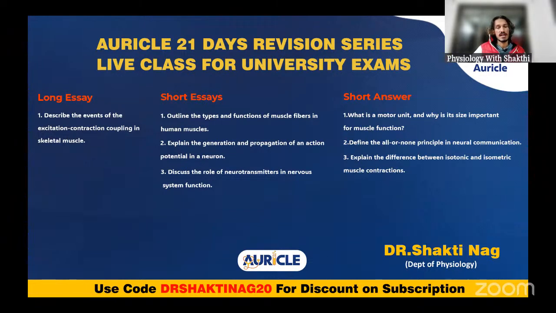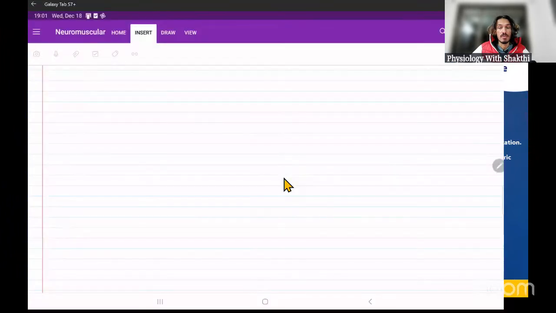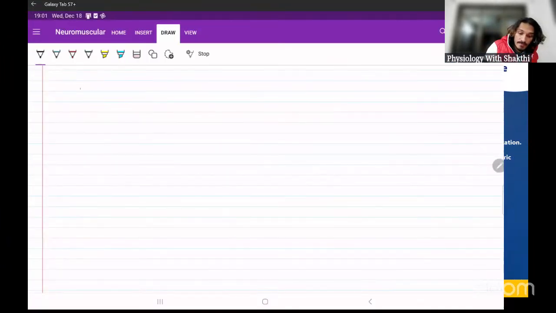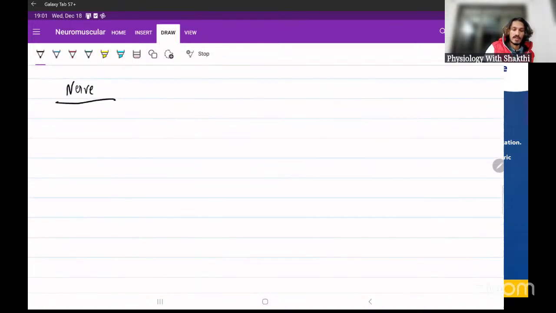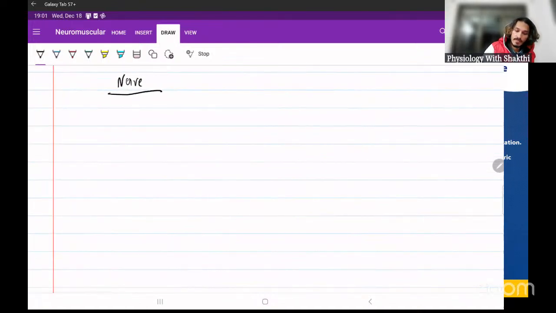So again, I'm going to divide the topics: today nerves, and in the next class, muscles. I'll also be telling you what the probable questions are that come from these topics. So in nerve, we have to start off with your RMP. This can come as a short note by itself. Then your action potential. This is another short note, or it can come even as a long question.